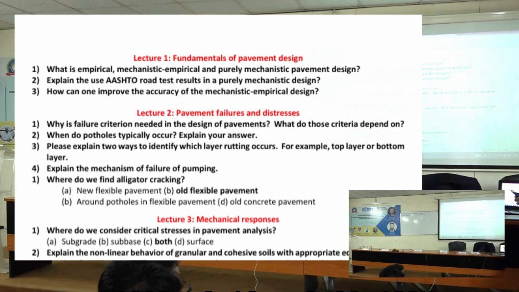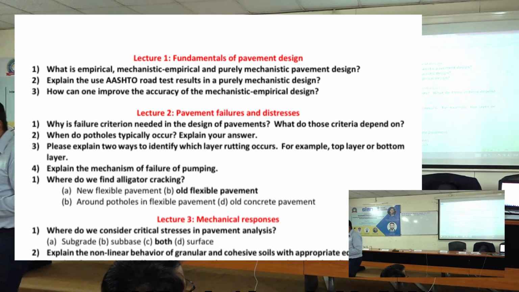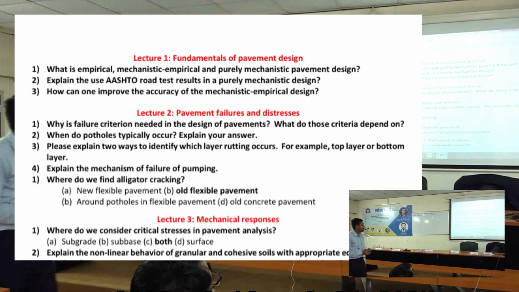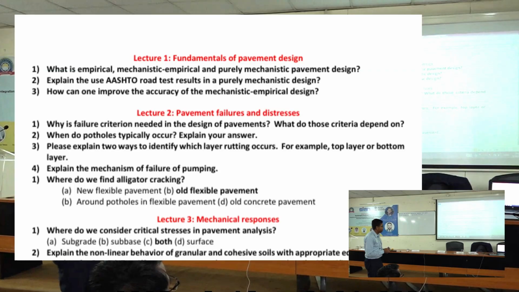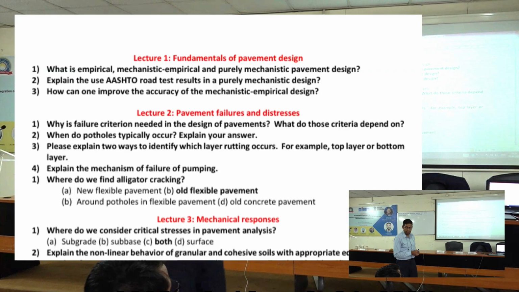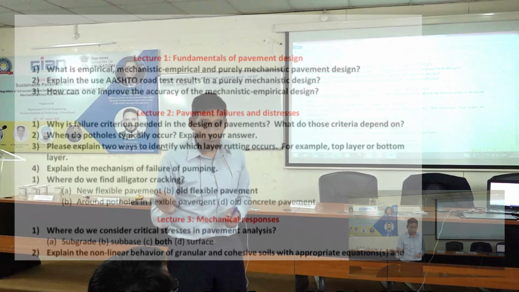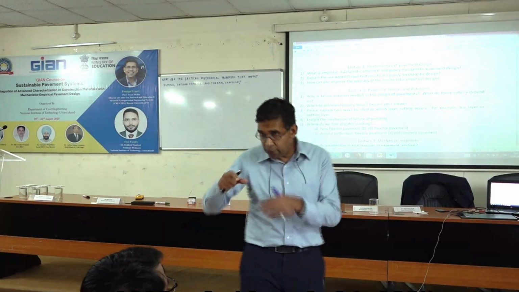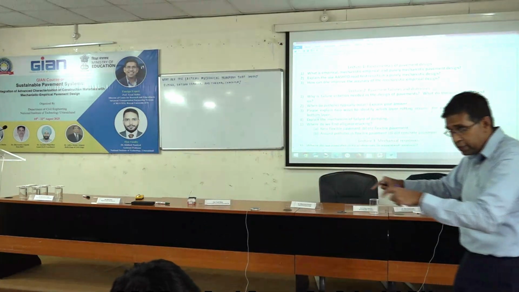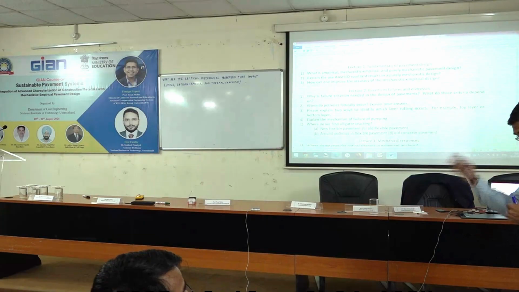Okay, please explain two ways of identifying which layer rutting occurs. For example, top layer or bottom layer. Anybody want to try? When you see rutting on the surface, how do you know whether it's the top or the bottom?